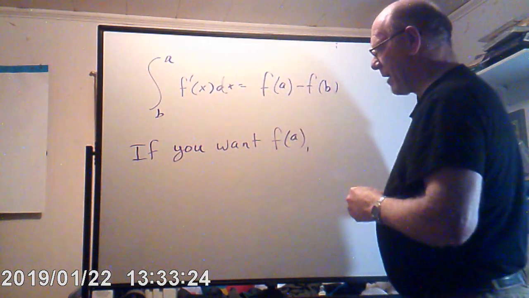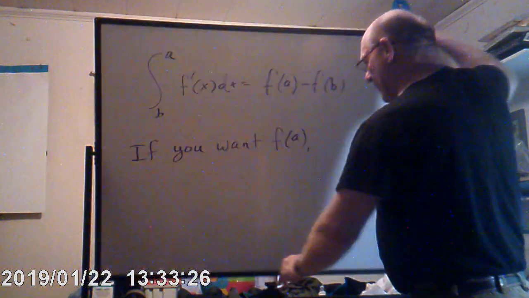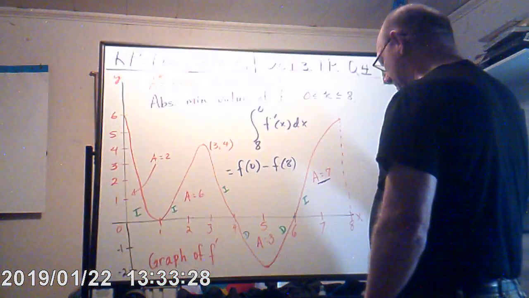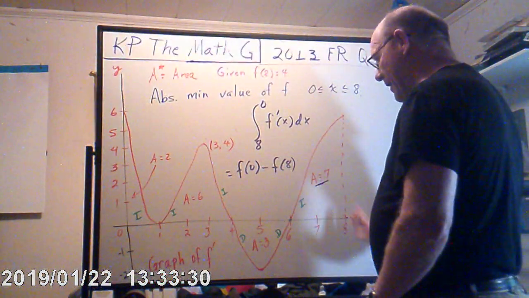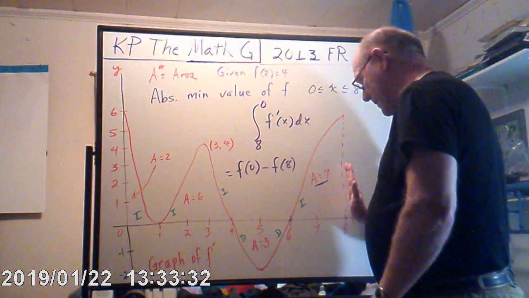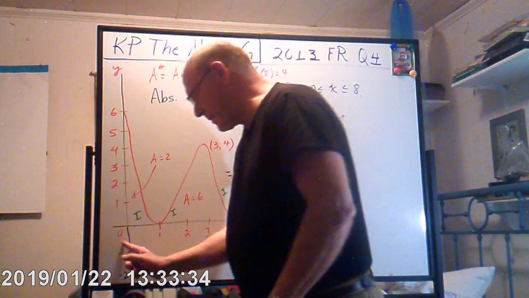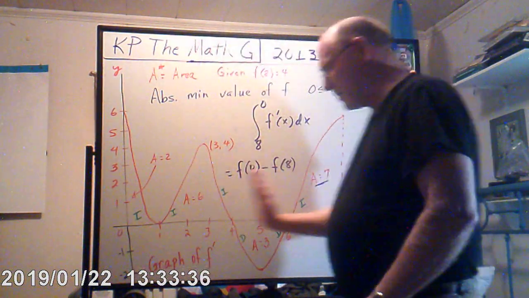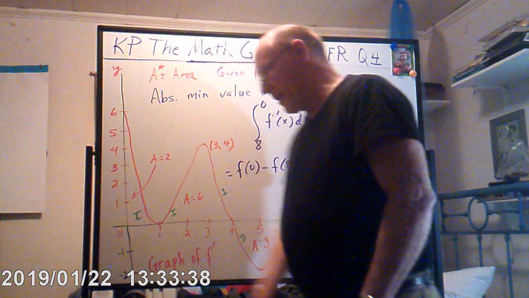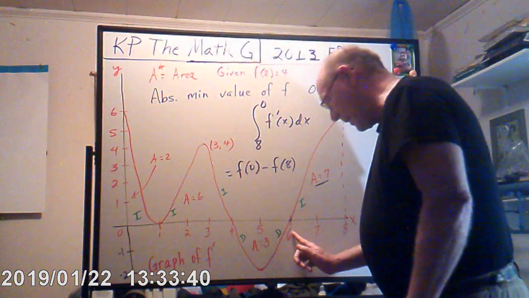I always like to think too, if I want f at 0, I don't want f at 8, I already know what f at 8 is. I'm moving back to 0. I'm going backwards to 0. I'm going backwards to 6.